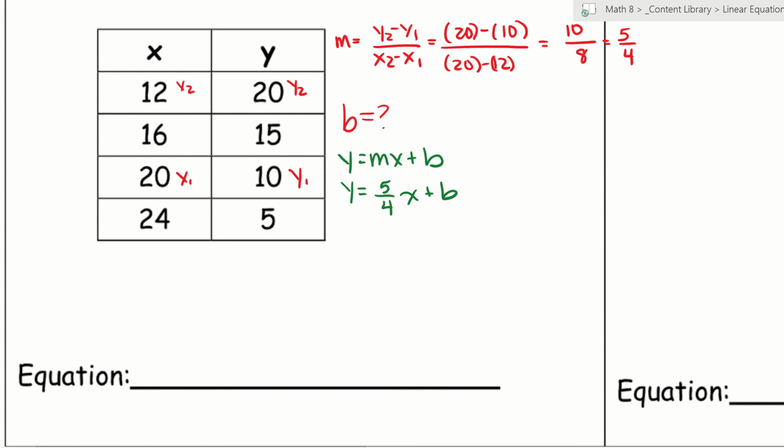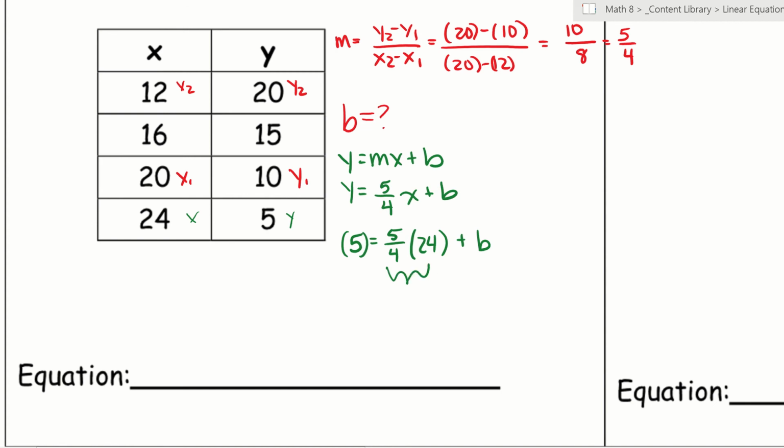And now, I'm going to choose anything to be x and y. I can choose one of the points I already used. I can choose new ones. Why not use new ones? I like it. I'm going to have 5 equals 5/4 times 24 plus b.